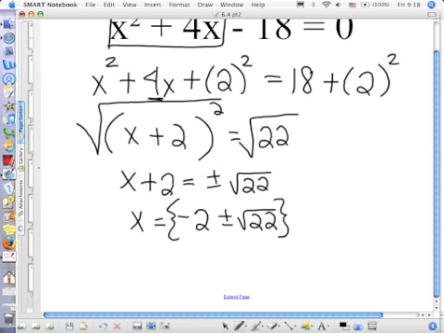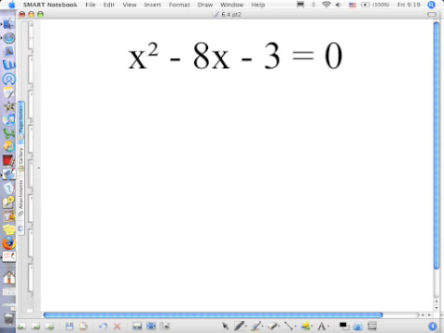All right, this is what you should have gotten. Is it? Anybody have a question? Hurley? No. Okay. All right, here. First, we see there's an x squared and an x term. So my next question is, can I factor? No. Okay, so we're going to complete the square.